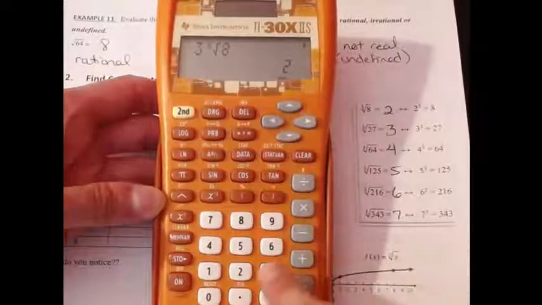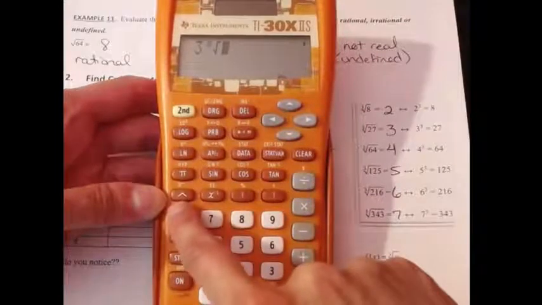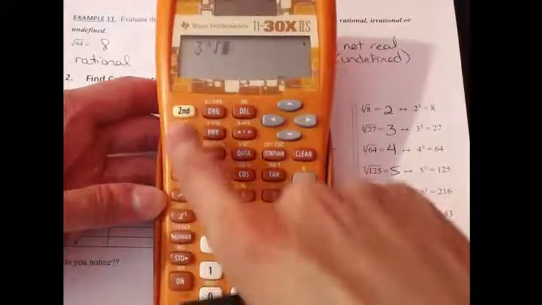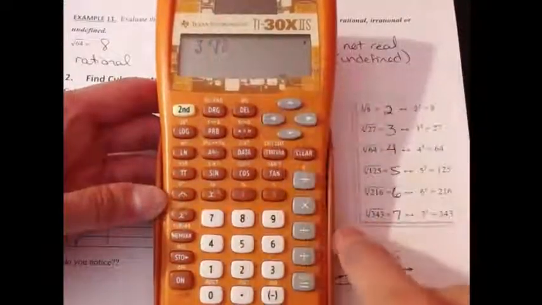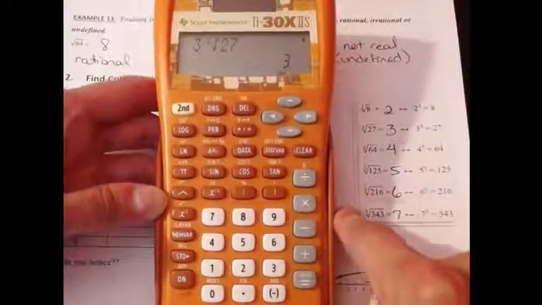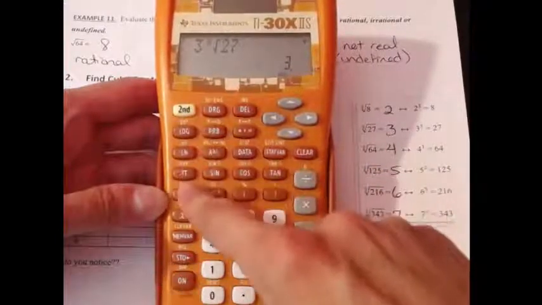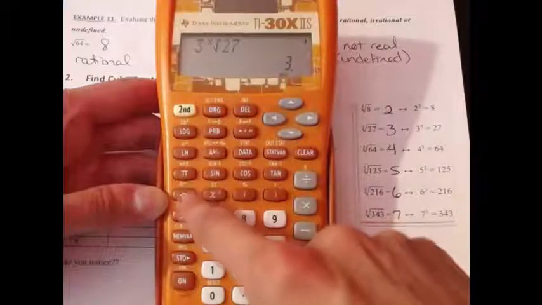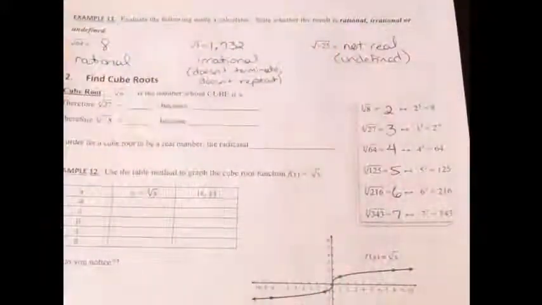Let's do it again. 3, use the function right above the caret. So second caret gives you the x root, where we're saying the root is 3. And let's type in 27. So the cube root of 27 is 3, etc. This is really nice because it'll allow you to essentially use higher order roots as well. Okay?